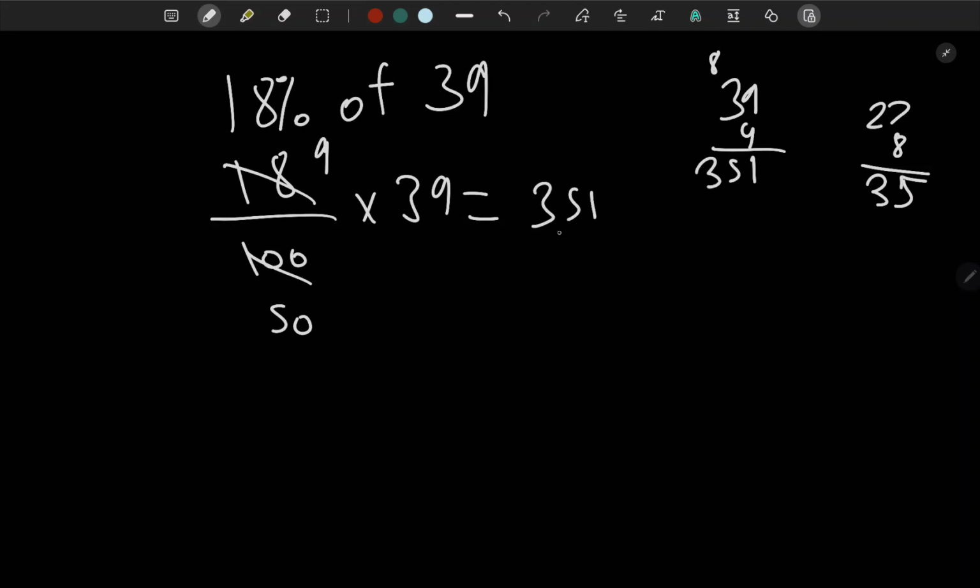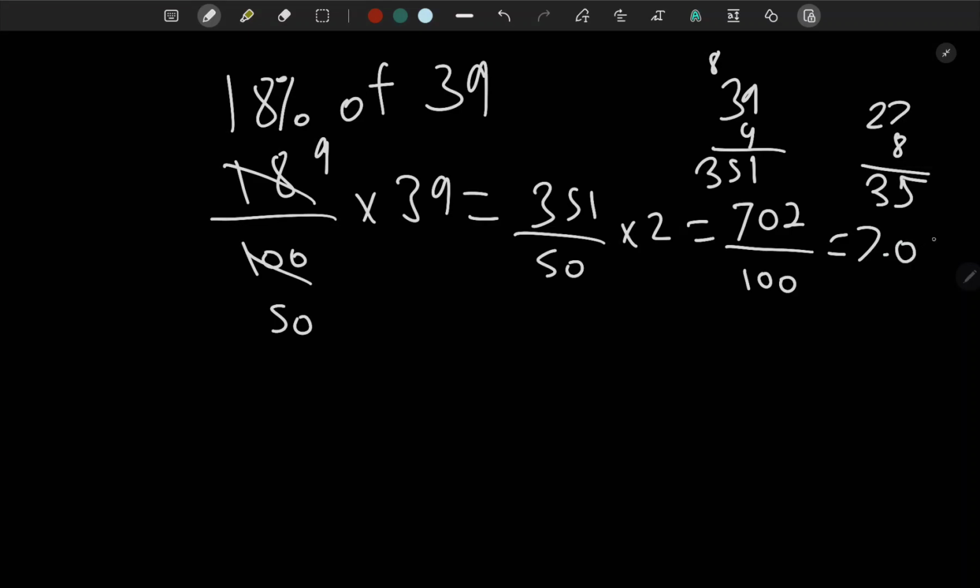351 over 50. Now another way of quickly simplifying here is multiplying this by 2. So multiplied by 2 is going to give us 702 over 100. And if you have something divided by 100, we can just move the decimal point 2 places. So here the final answer will be 7.02, and this is the final answer.